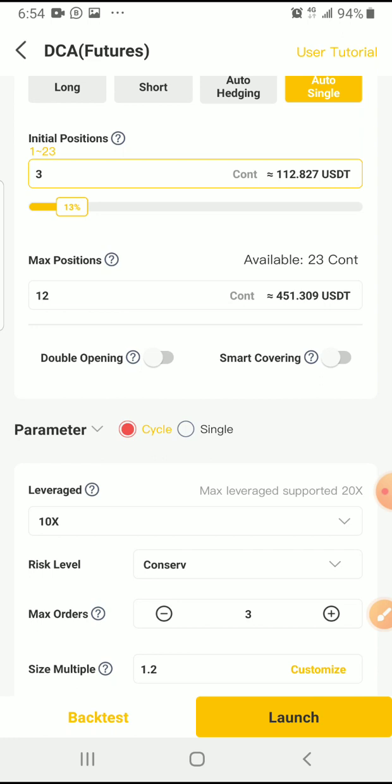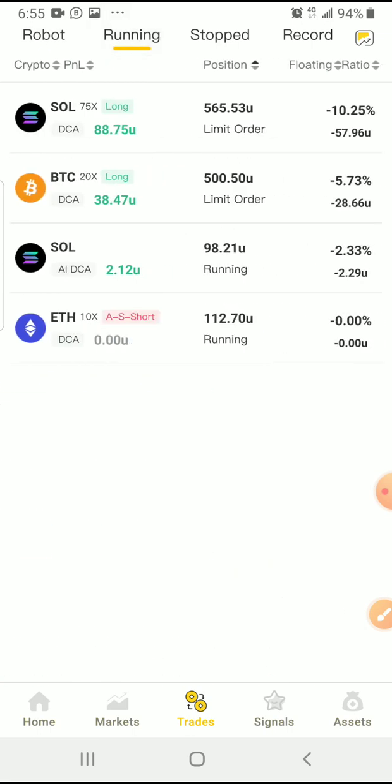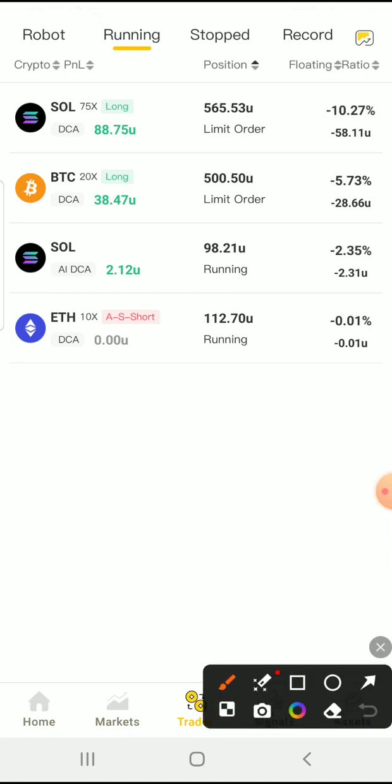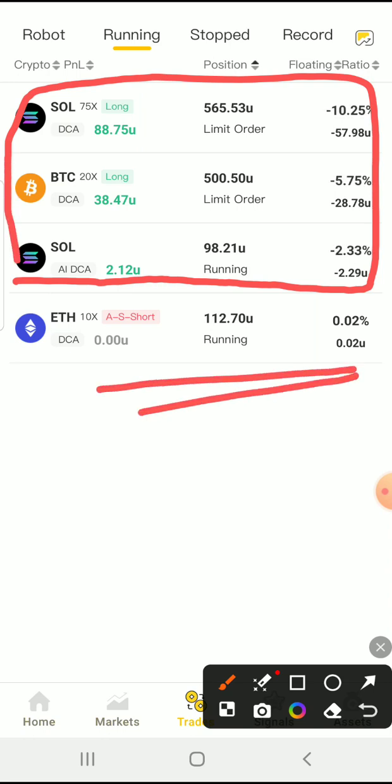Okay, so we click on launch. Don't be afraid to experiment, and it says launch done. So you click on running, and then you see that the trade has started. Now if you remember, I told you that these trades were there already, so we'll not focus on them. This is the trade that we are looking at. The robot saw that at this moment the trend is short, so it started a short trade because we chose auto single. Okay, so that is how you launch the trade.